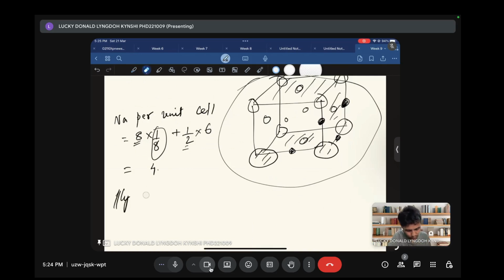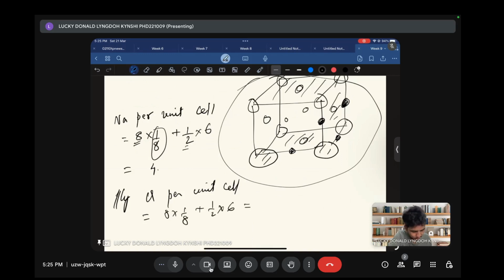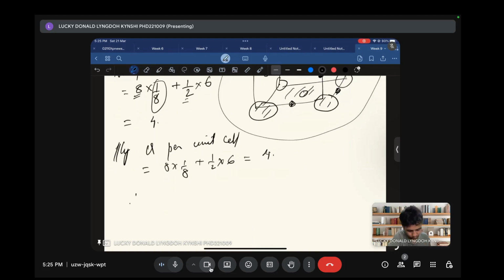Similarly, chlorine or Cl per unit cell is equal to, again, 8 into 1 by 8 plus 1 by 2 into 6, which is equal to 4. Therefore, I can write Z consists of 4 Na plus 4 Cl, which is equal to 4 NaCl.